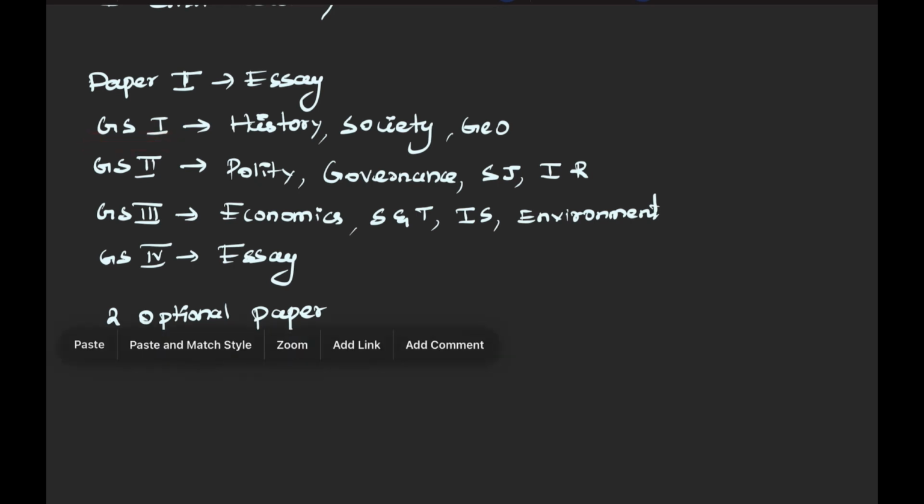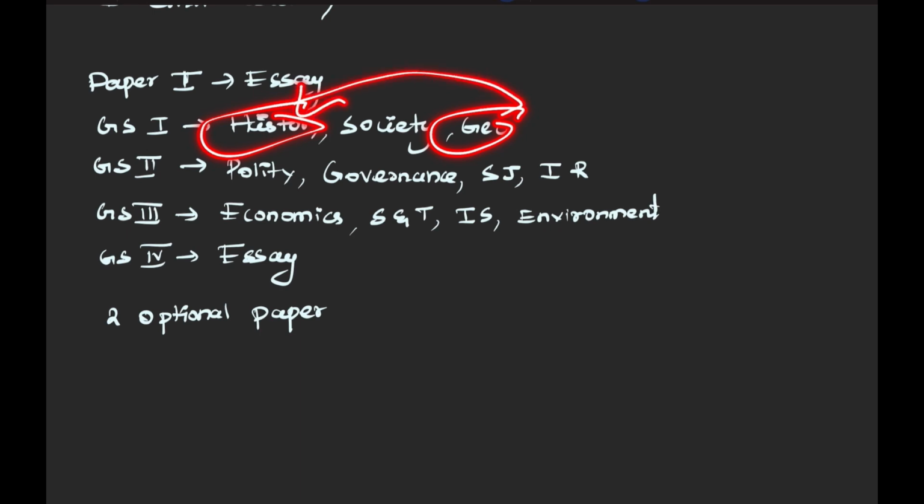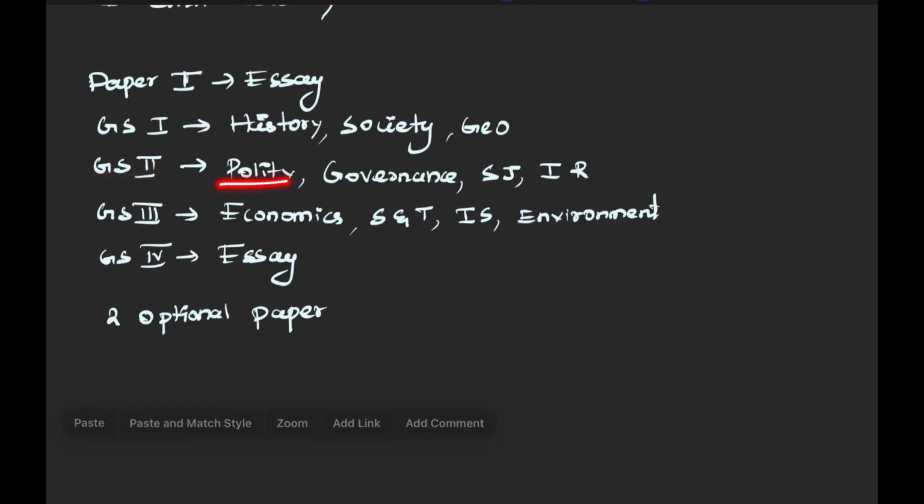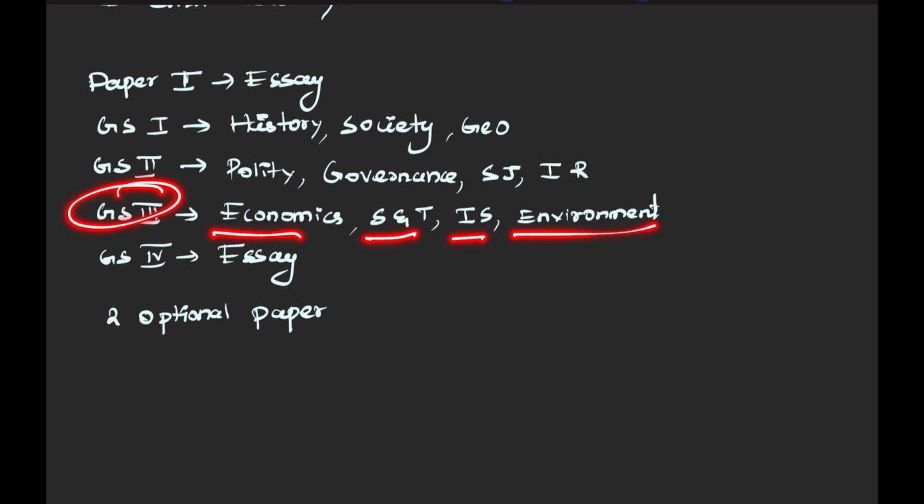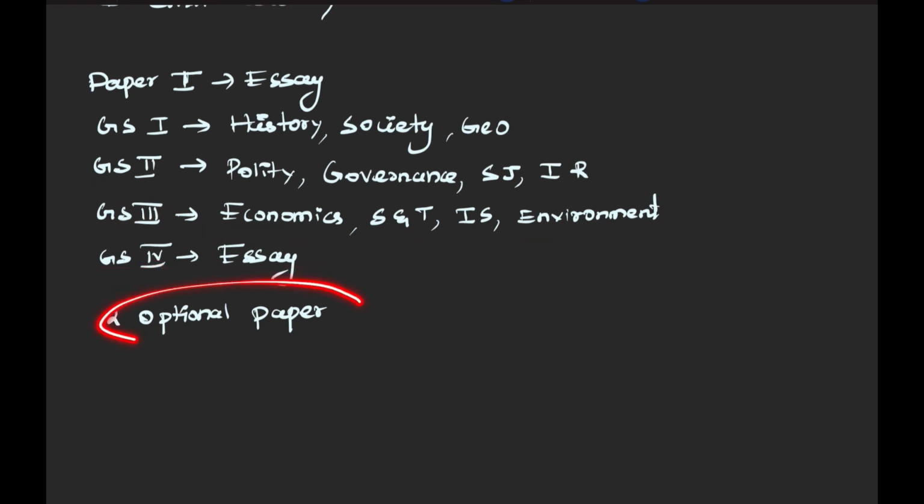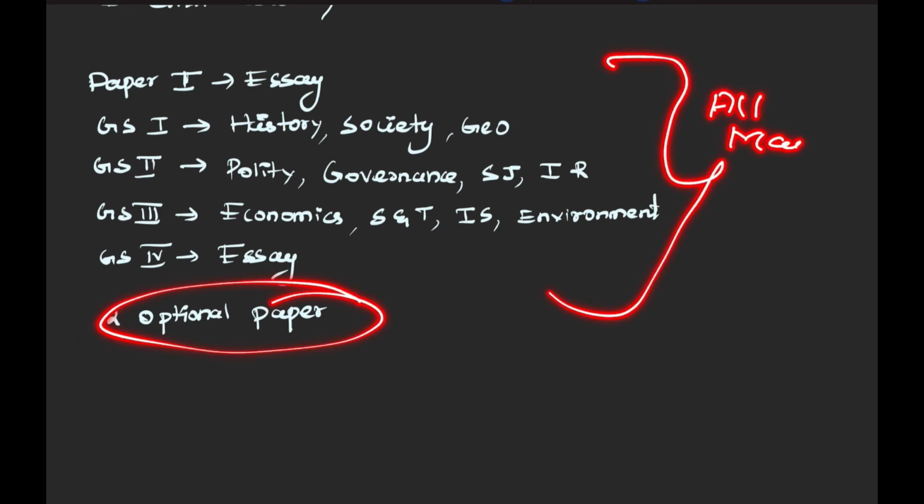Paper 1 essay you are done. In GS2 you are done with history, society, geography too, because history and geography you will be completing in the beginning itself, and in the later stage you will be studying society. GS2: polity, governance, social justice, international relation. You will be completing polity in the beginning itself, international relation too, then governance and social justice you will be studying in the fourth phase, right? GS3: economics, science and tech, internal security, environment, everything you would have covered. In GS4, essay you would have covered, and 2 optional papers. So you're already done with all the mains subjects here.